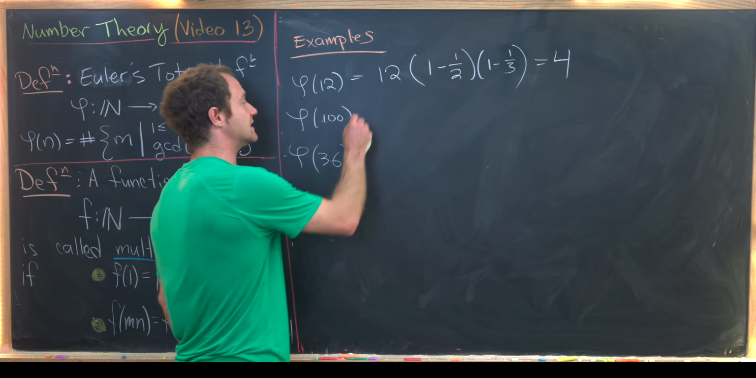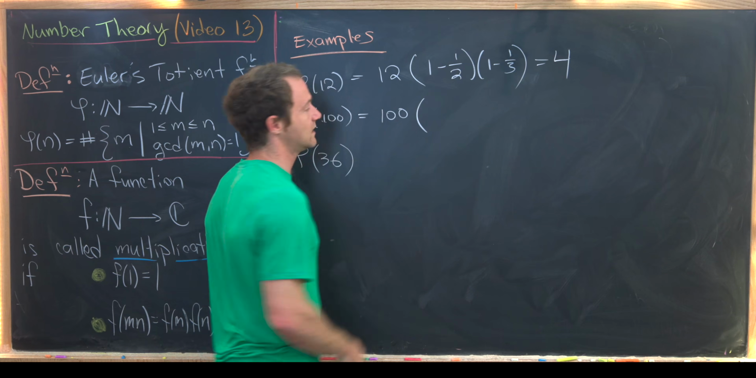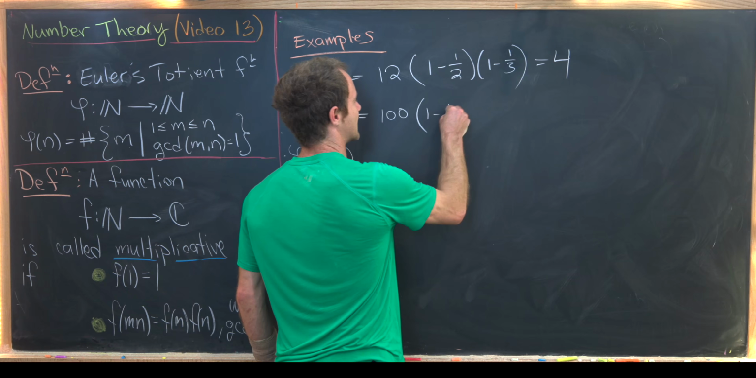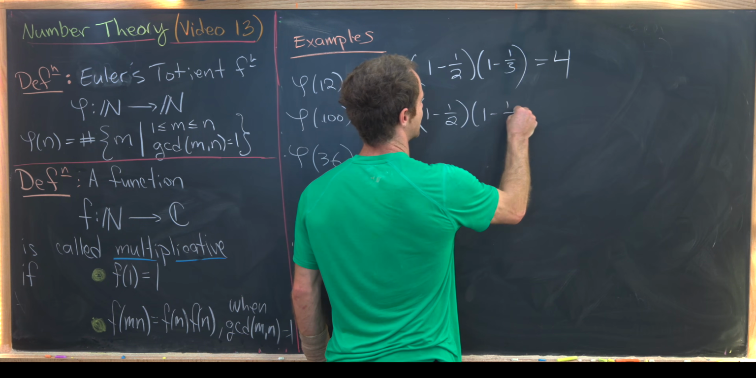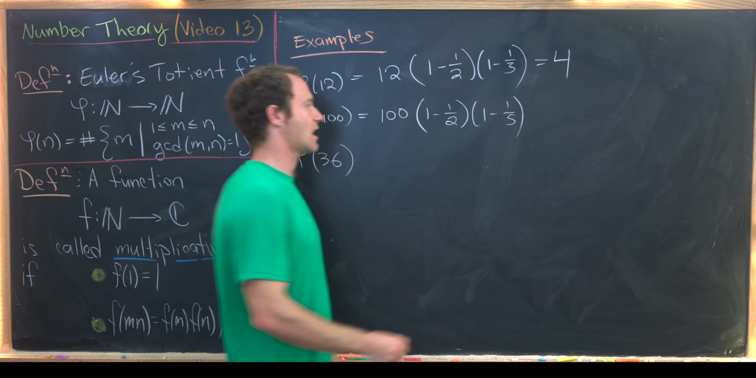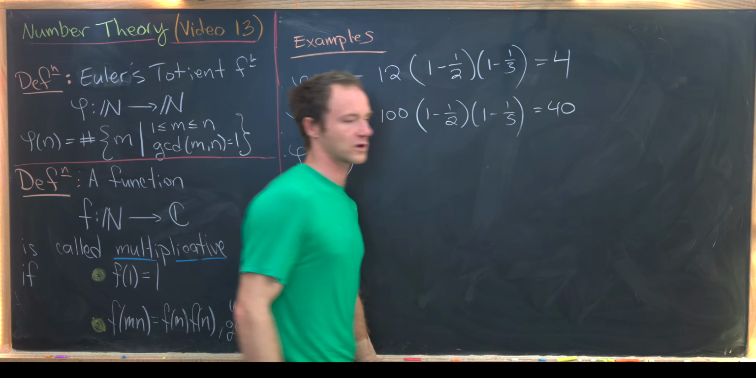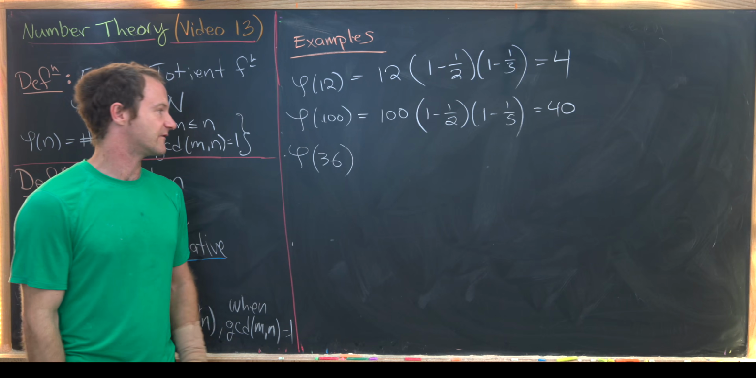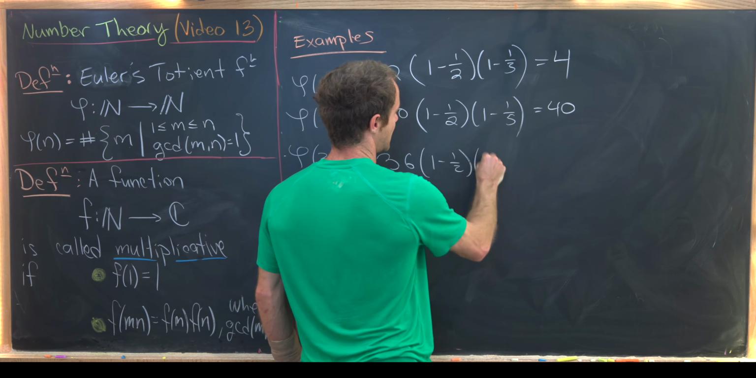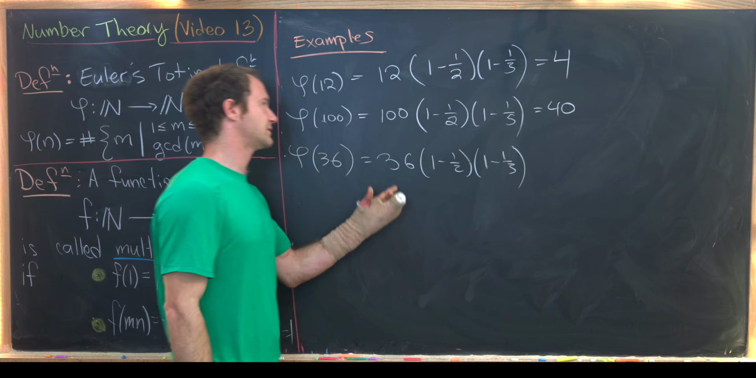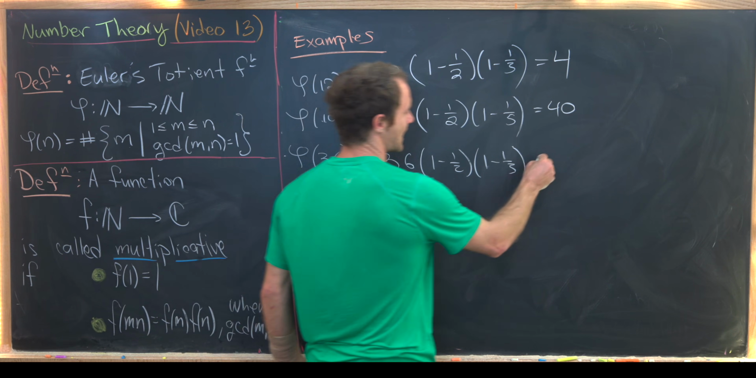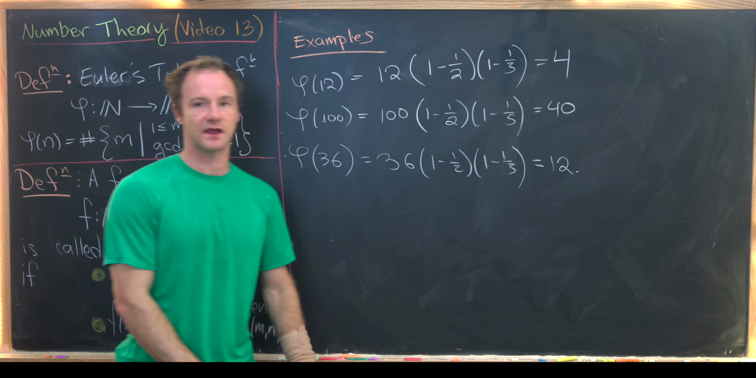Okay, so now let's do phi of 100. We'll get 100, and then 2 and 5 are the only primes that divide into 100. So we've got 1 minus half and then 1 minus fifth. So again, that's a fairly elementary arithmetic problem, and you'll see that we get the number 40. Then finally, phi of 36, that's going to be equal to 36, 1 minus half, and 1 minus third, pretty much for the same reason as we had up here. Those are the only primes that divide into that, and that gives us the number 12 in the end.